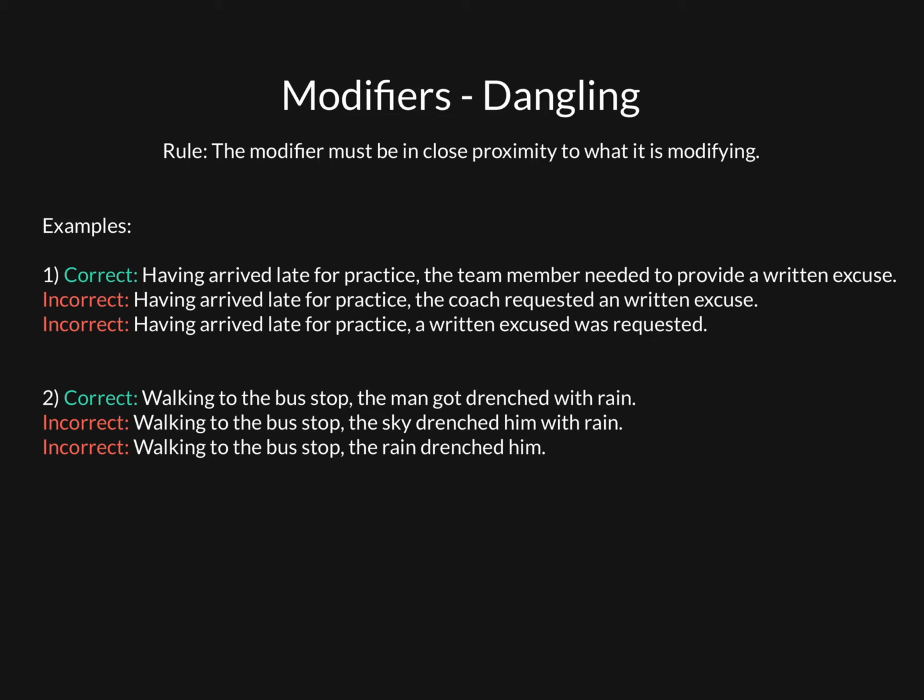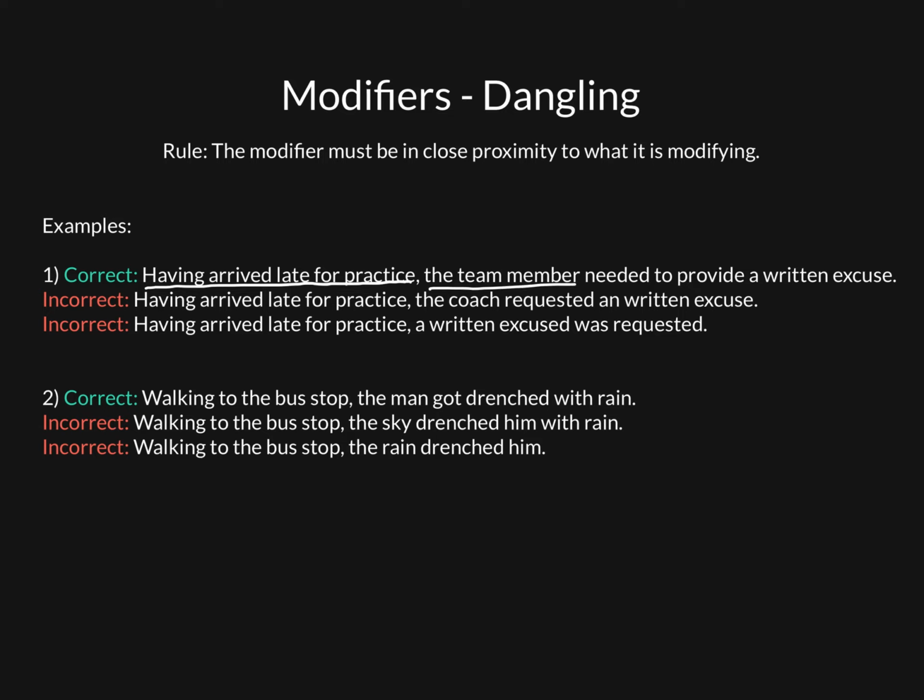Now, the next modifier is a dangling modifier, and this follows the same rule as the misplaced modifier. However, the dangling modifier is basically exactly what it sounds like. It's a piece of the sentence that is dangling at the beginning or dangling at the end that describes something that's directly next to it. So for example, in this sentence, we have, having arrived late for practice, the team member needed to provide a written excuse. Since it's the dangling modifier, it's what's dangling at the beginning of the sentence. So that's our modifier. And in this case, it describes exactly what is after the comma. So it would be describing the team member.